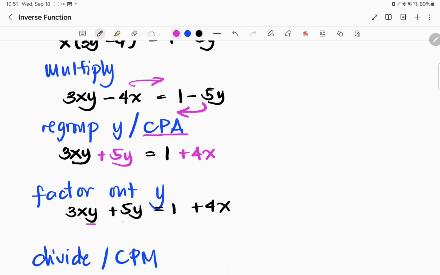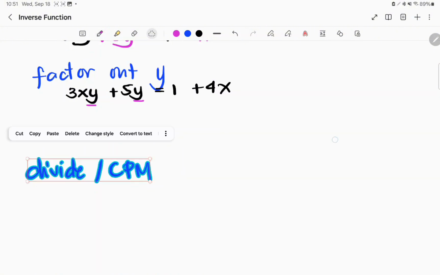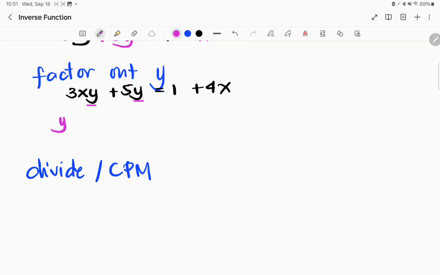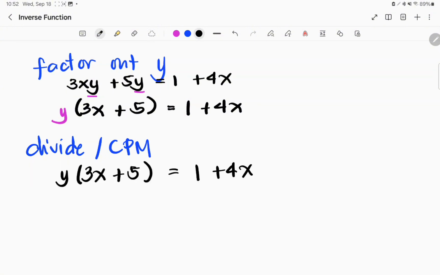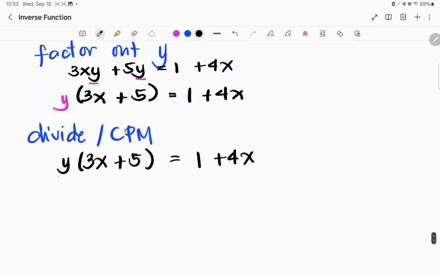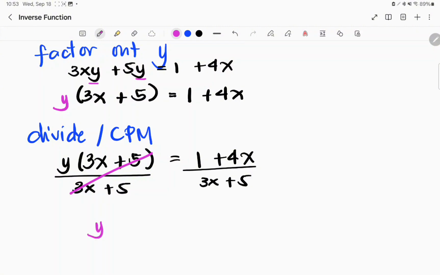We have to factor out this y. So to do that, we have to remove our y there. It will be written outside, and what remains inside the quantity are 3x and positive 5. And then write the right side of the equation. Now we have to isolate that y. We have to divide both sides of the equation by 3x plus 5 and 3x plus 5 in order to make it equal to 1 and retain y. So the right side will become 1 plus 4x over 3x plus 5.